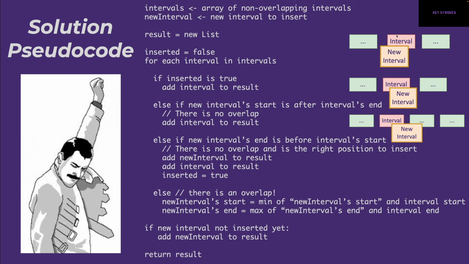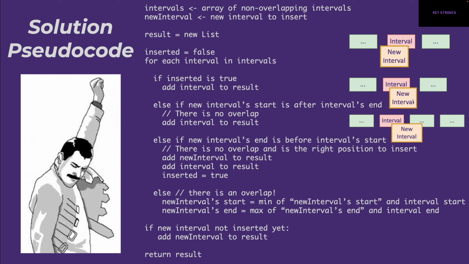So taking a look at the first case, in this case, all we can do is combine these intervals and update the new interval's range to start from its start and go all the way to the current interval's end. So basically merge these two. And we do the same for the second case, but in this case, the start becomes the current interval's start and the end becomes the new interval's end.